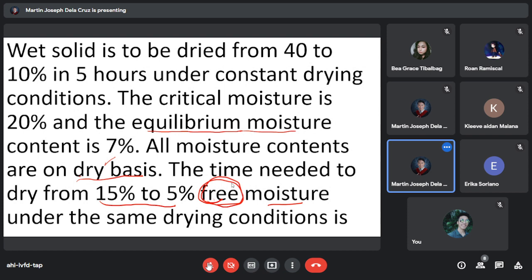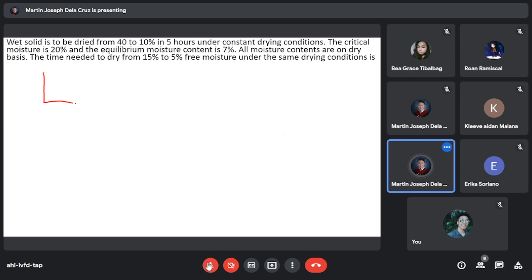So we're going to have the graph class. And you take note class, since this is free moisture class, in graphing class, kailangan nating i-add si 7% para parehas sila ng graphing class. Okay? So we have here, yan. So in here, you have 0.4. X2, you have XC of how much? 0.2. And you have an X1 of 0.10 class. Okay? So this is our case 1 class.